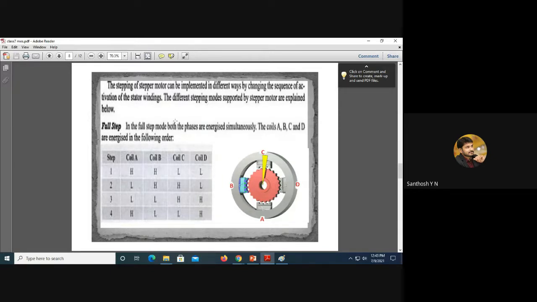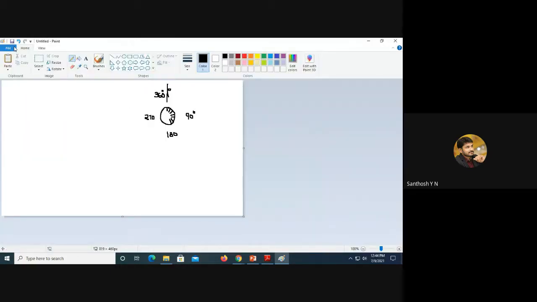In the full step mode, both the phases are energized simultaneously. See here, coil A and coil B. Both the coils are energized. When both the coils are energized, the motor will be rotated towards this side. So you just assume this as a motor. This is A, B, C, and D. These are windings. I'll not show the windings here.